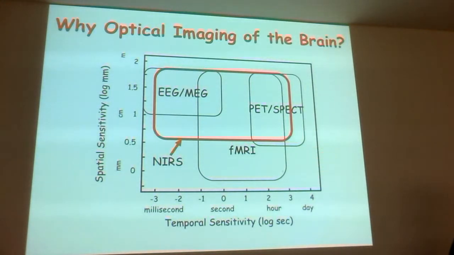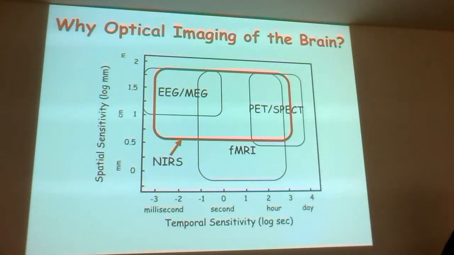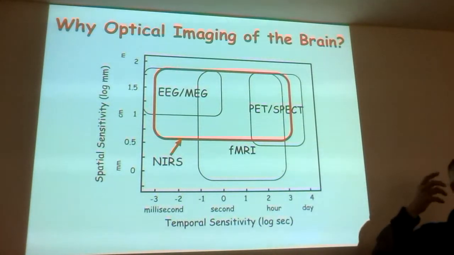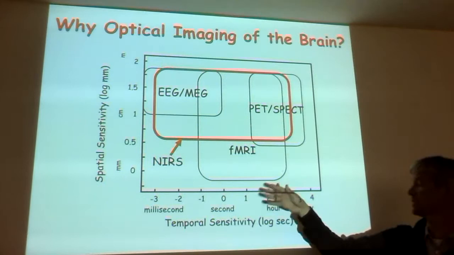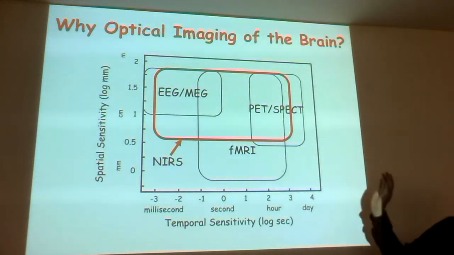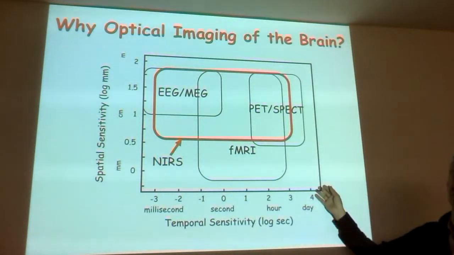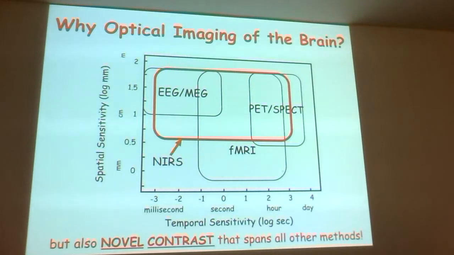So near-infrared spectroscopy complements all of this on a spatial and temporal scale. Its spatial scale is not as good as fMRI because we're using light that is diffusing through the scalp and skull, so the diffusing photons lose their spatial information. But the temporal sensitivity really spans several orders of magnitude, from sub-second signals to measuring signals over days. Systems are lightweight. You can wear it for days. But it also offers novel contrast mechanisms.